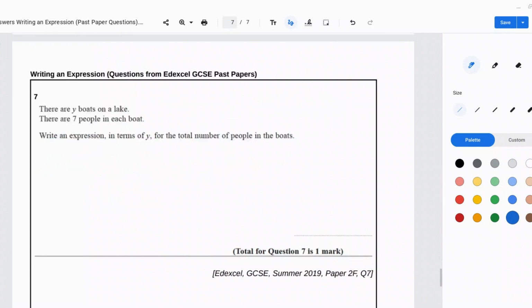And final question here, question 7. There are Y boats on a lake and there are 7 people in each boat. So the total number of people in boats is 7Y. So we don't know how many boats there are, it's an unknown number, but if we were told, we would just substitute in and do 7 times the number of boats. So that's the answer to all those questions.